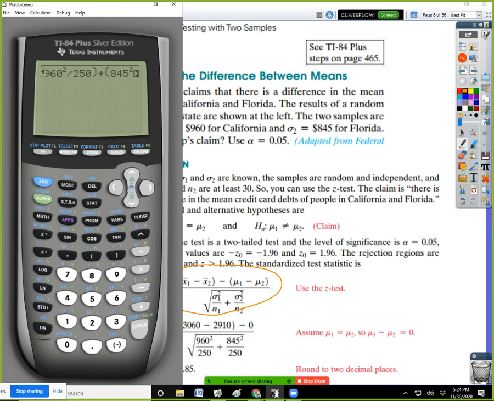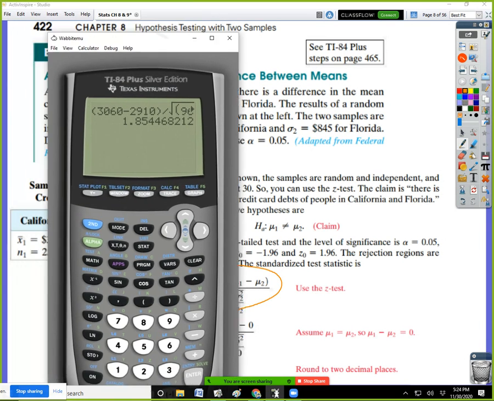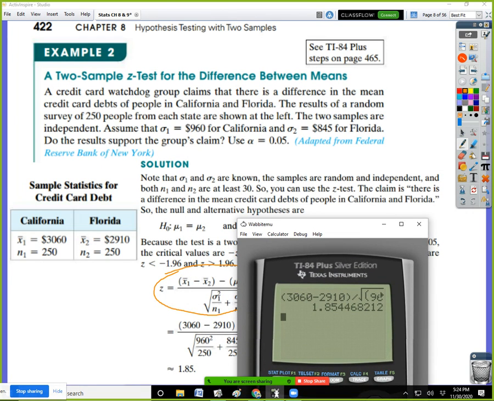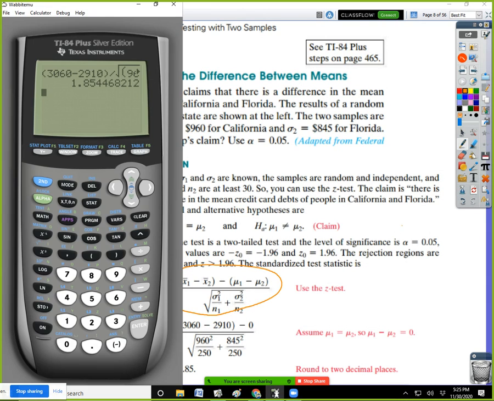845 squared divided by 250, and close that parenthesis and arrow over. Now I should be able to see my number of 1.85, which is exactly what I have down there. Okay, so you can do it, right? You can do it in steps, okay?